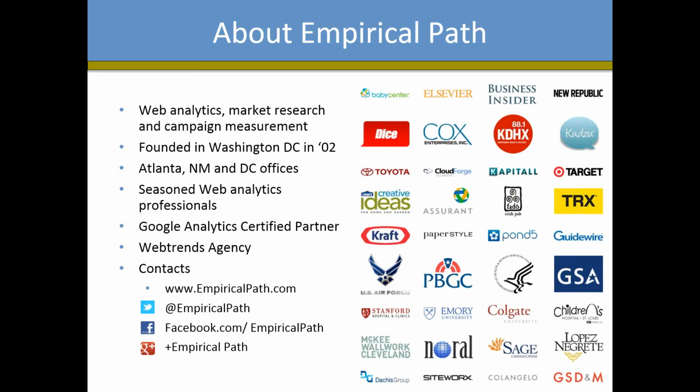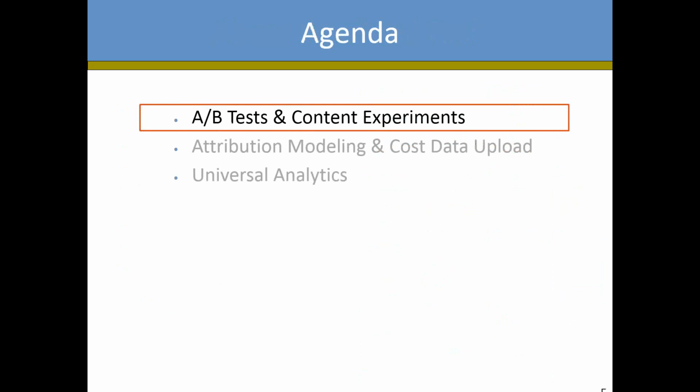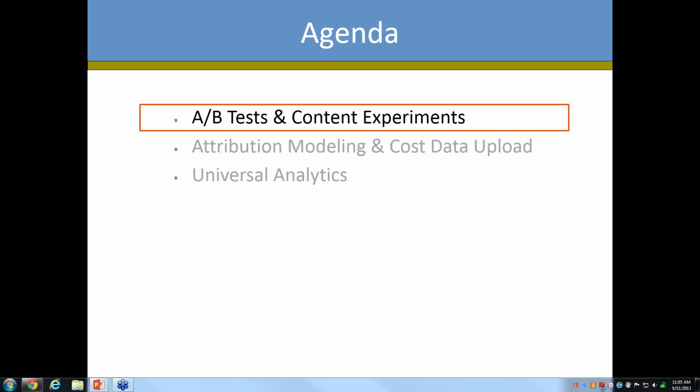Here's a little bit about Empirical Path. We're a Google Analytics certified partner, but we also have relationships with Core Metrics and Omniture. We're a web trends agency partner. Here are some of the clients that we've worked with. You can see quite a diverse set of industries. And so really excited about this topic today.